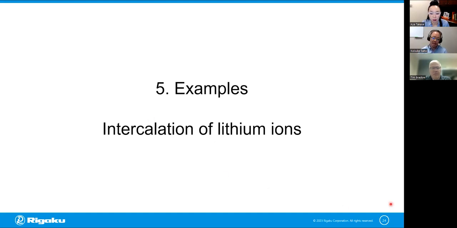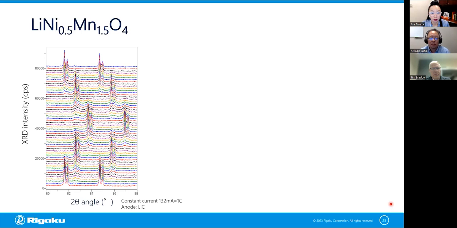In this section number 5, I'm going to discuss a couple of examples of the operando XRD measurement. First of all, let me discuss intercalation of lithium ions. This example has lithium nickel 0.5 manganese 1.5 oxide as a cathode material. We apply a constant current of 132 milliamps, which is 1C. So it means a half cycle takes like 1 hour, totally 2 hours for one complete cycle, and the anode is lithium carbide.